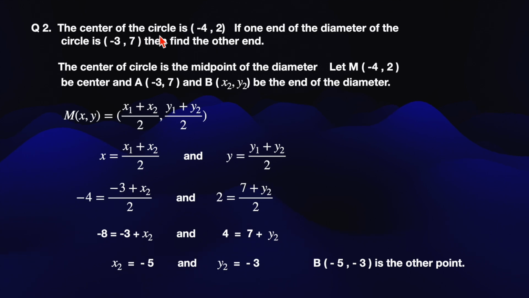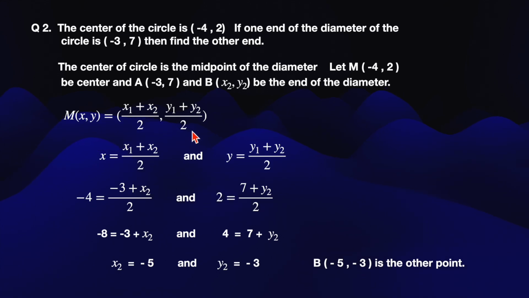Okay. The center of the circle is minus 4 comma 2. If one end of the diameter of the circle is this, then find the other end. Here what they have done, they have given us the value of M (x, y), that is the midpoint. And one end, that is A (x1, y1), they have given us. And we are asked to find B (x2, y2). It's the same thing, simple.